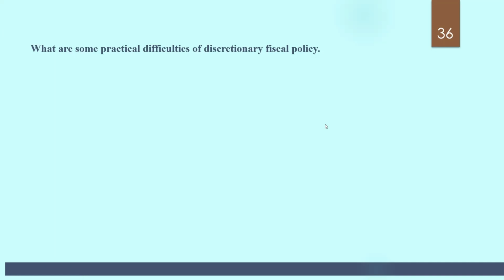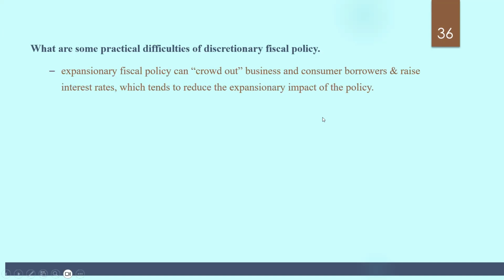Lowering taxes too much and trying to make it up later. Yes, Christabel. So too much debt: they don't bring in enough money, so they have to borrow more, and making it up later might be hard. Great points. Expansionary fiscal policy can crowd out business and consumer borrowing and raise interest rates, which tends to reduce the expansionary impact of policy.